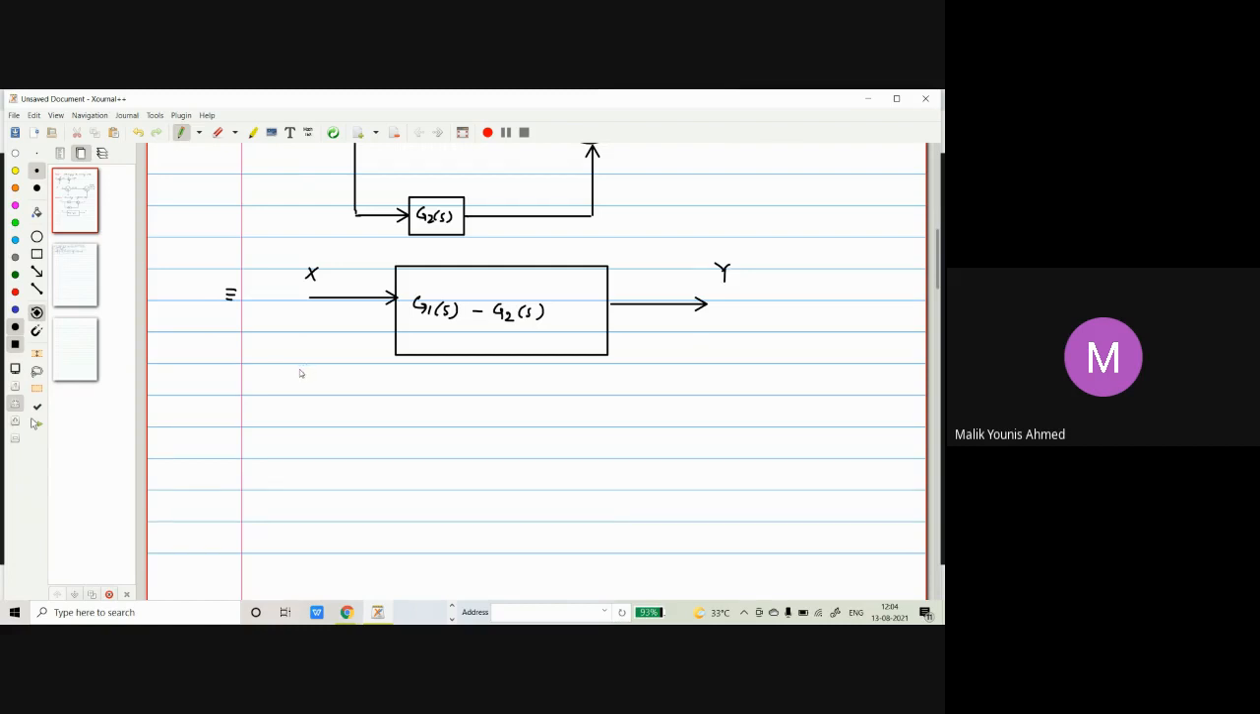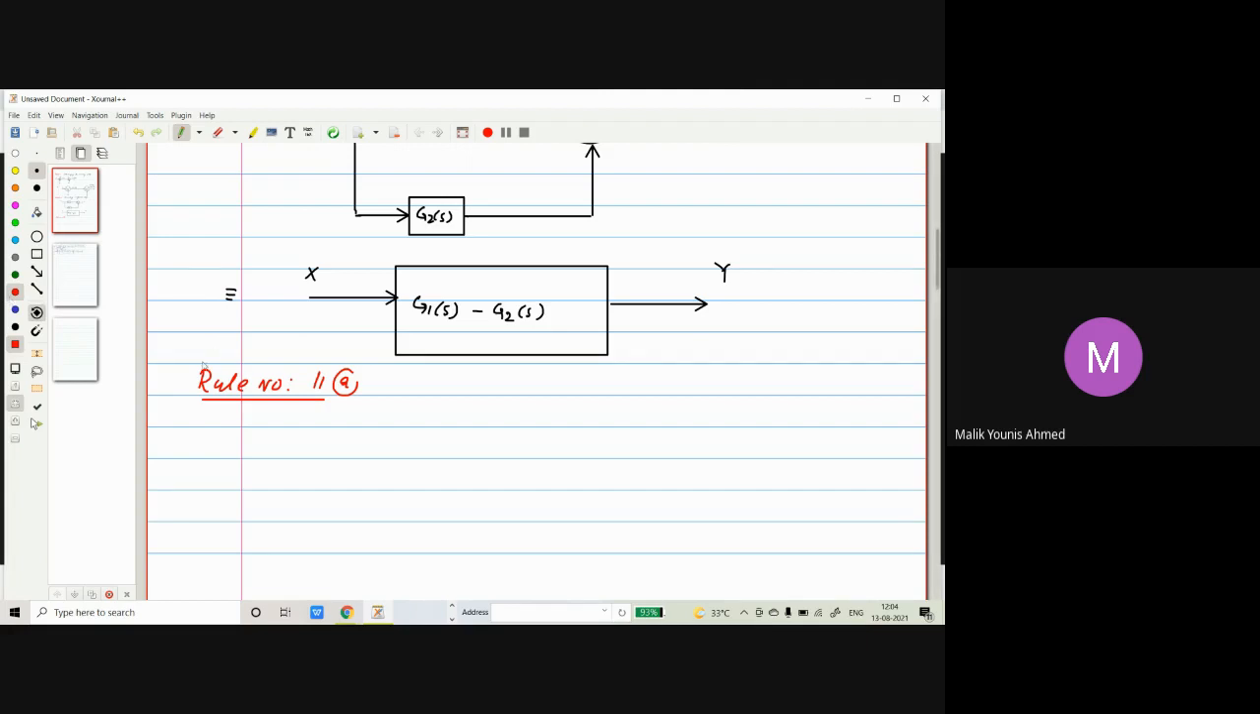Rule number 11. There are two rules in 11. Rule number 11A and 11B. Let's see what these rules are.